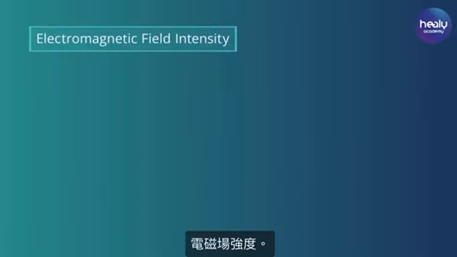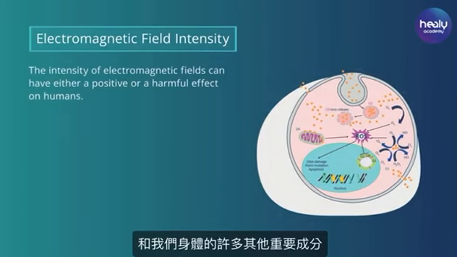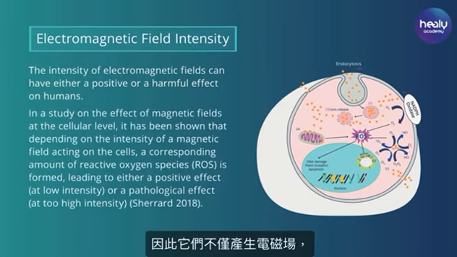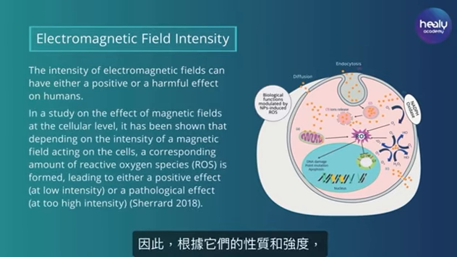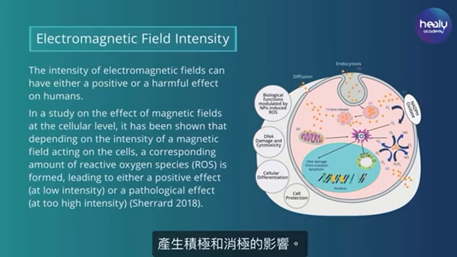Electromagnetic field intensity. Electrolytes, proteins, and many other important components of our body carry charges and are therefore not just generators of electromagnetic fields, but also interact with them. Thus, depending on their nature and strength, they have both positive and negative effects on our well-being and cellular health.